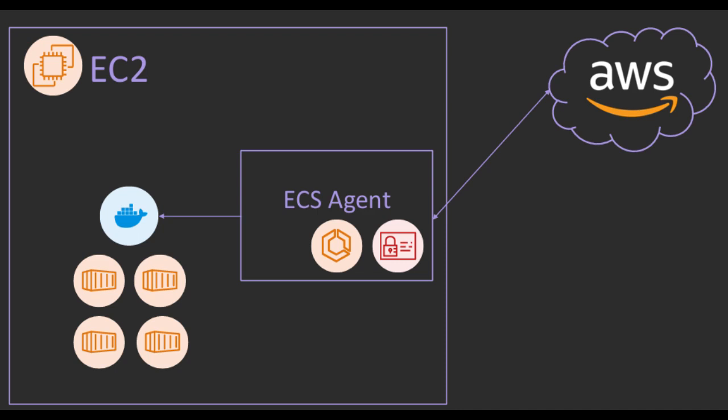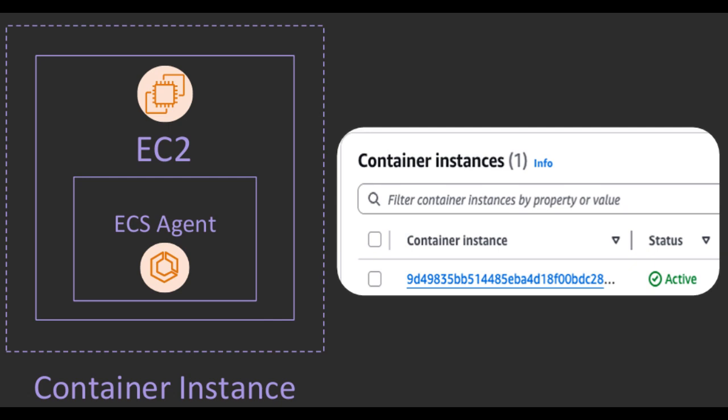The ECS agent is the one talking directly to the AWS cloud. When an instance first joins a cluster, the agent registers it. AWS then knows it is a container instance and gives it a unique ID. You can see that the status here is active.